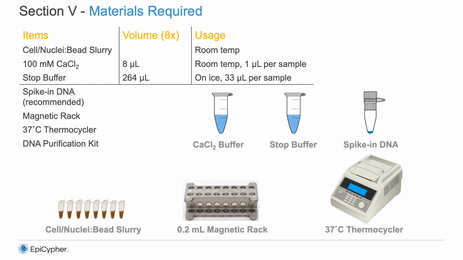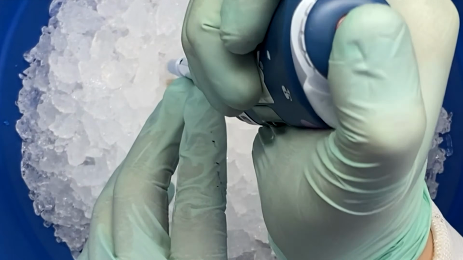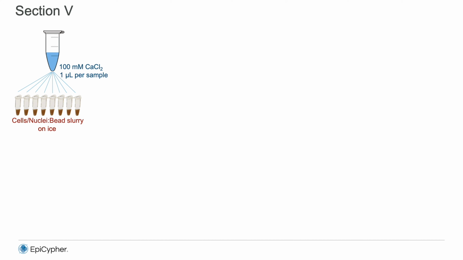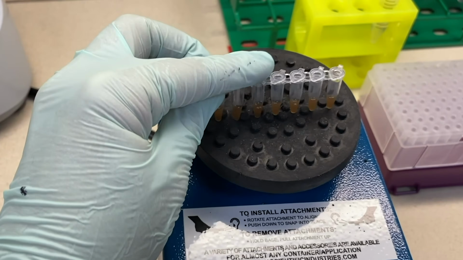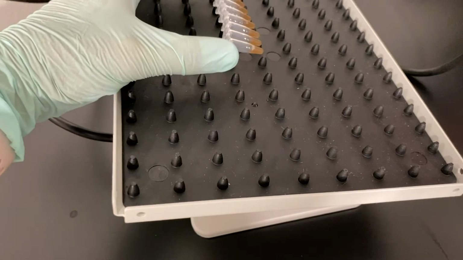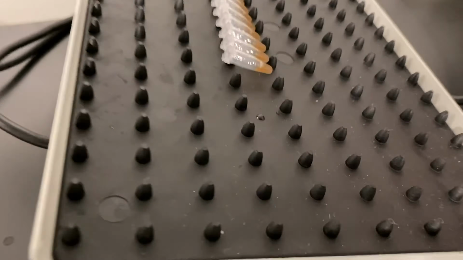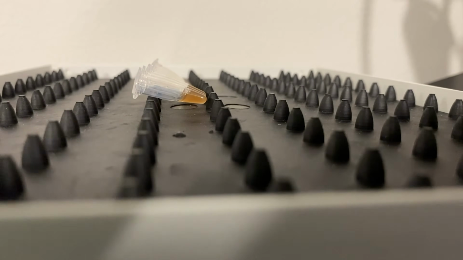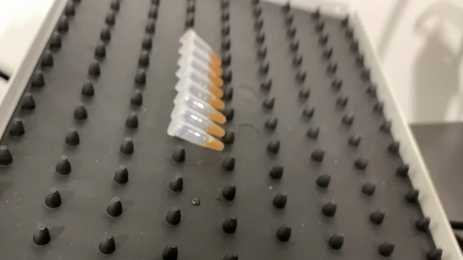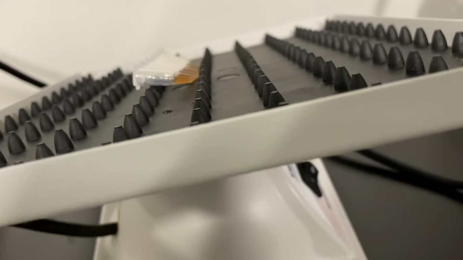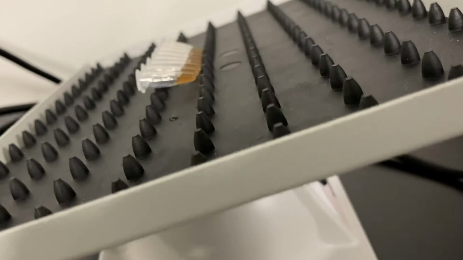For Section 5 of the protocol, you will need these materials. Leave the tubes on ice as you add 1 microliter of calcium chloride per sample. This is a critical step, as the calcium chloride activates the cleavage activity of the PAG-eminase enzyme. Resuspend by vortexing and place the tubes on a nutator for 2 hours at 4 degrees Celsius, with caps slightly elevated. Before the incubation ends, prepare the thermocycler settings and pour the stop buffer into a buffer reservoir.